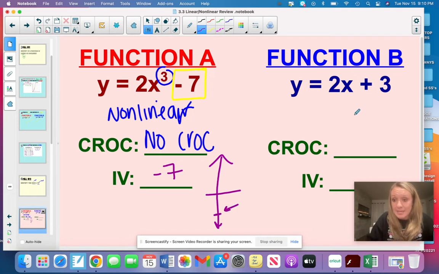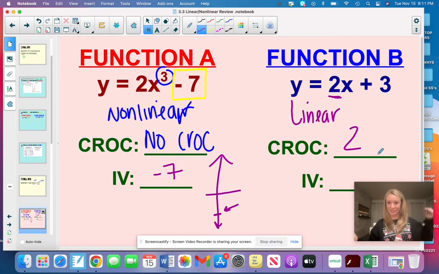For function B, guess what? This is linear, which means that it has both a crack and it has an IV. The crack is always the number stuck to X. Think about you when you have like a crack, if you put it in sport mode or whatever you put it on, you wear it on your shoe. It's attached to your shoe. So your crack is attached to X.